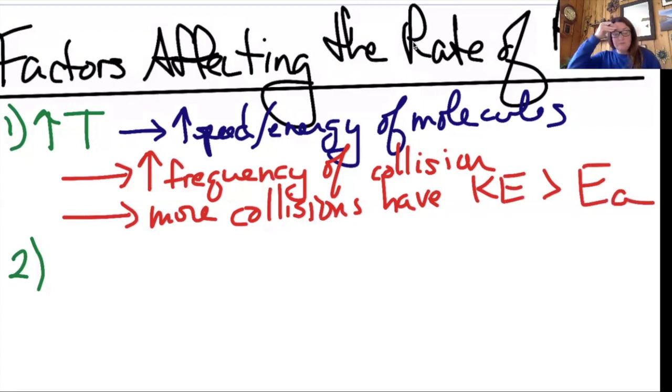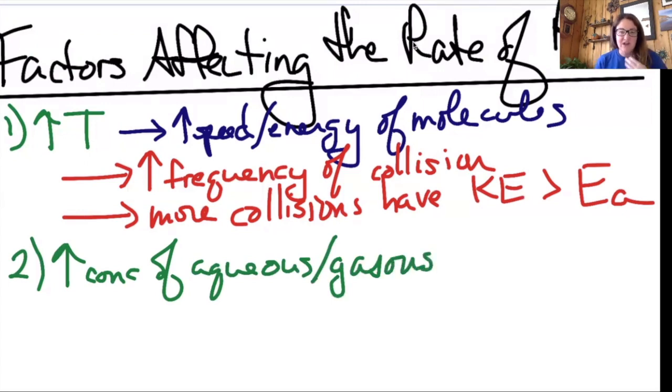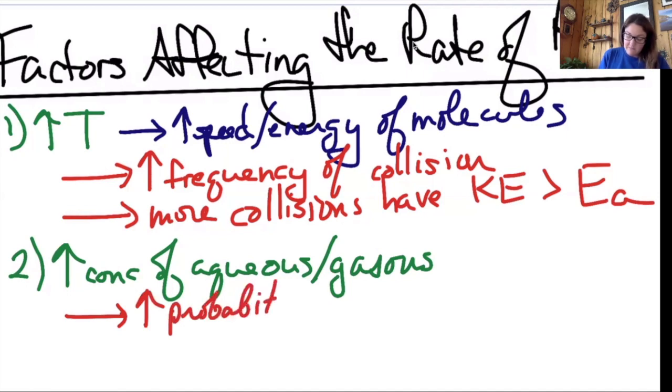The second thing that we can do is increase concentration. And you can only change the concentration of an aqueous or a gaseous compound. You can't change the concentration of a solid. It is what it is. When we increase the concentration of an aqueous or a gaseous compound, the molecules will be in closer proximity to each other, and we have increased the probability of collision. I'm using probability of collision and frequency of collision interchangeably.